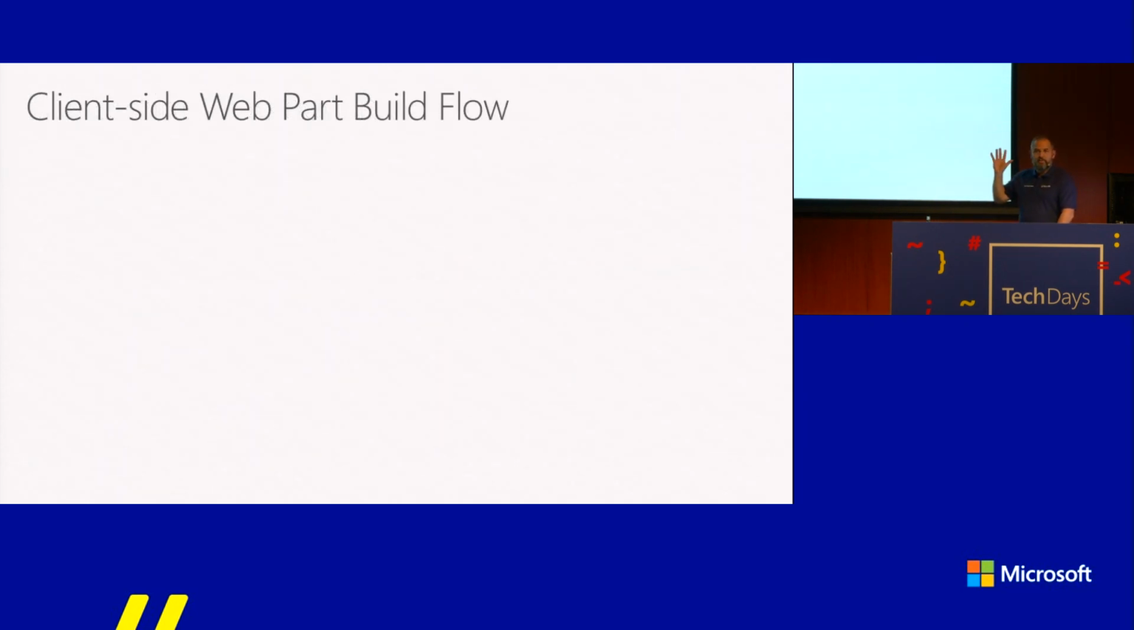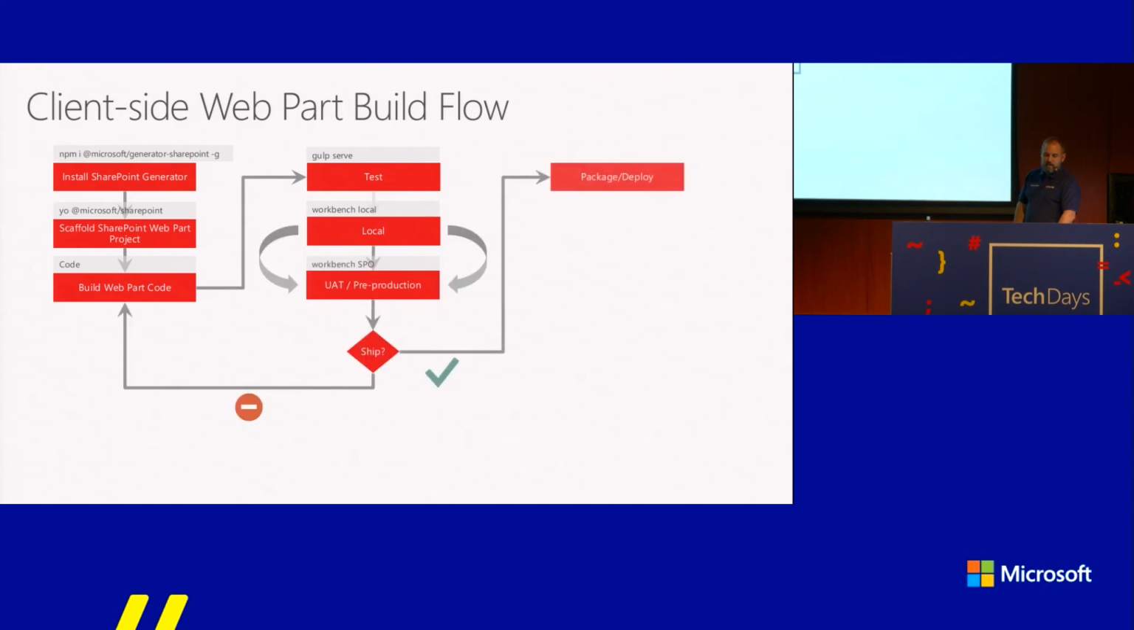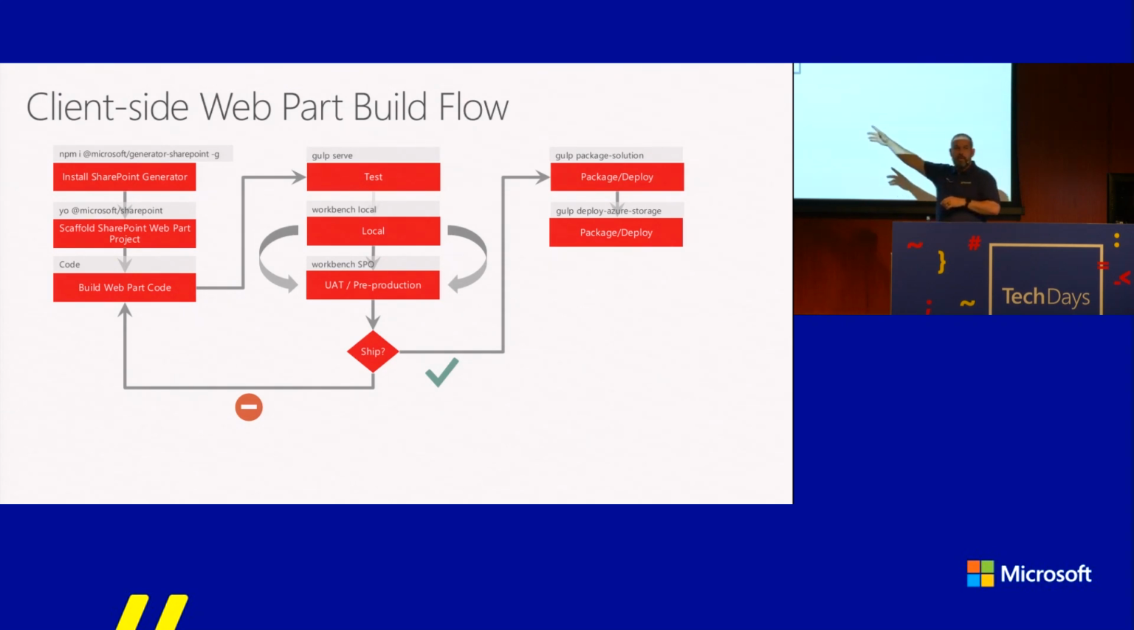I'll apologize. This slide seemed like a good idea at the time, going through all these steps, but I'm going to hit these very quickly. So this is the flow if you're building your client-side web parts. You're going to start with the install, and that's a one-time thing to install the scaffolding, the SharePoint generator. And then you're going to use Yeoman, and we'll do this to create our project by doing yo @microsoft/sharepoint.